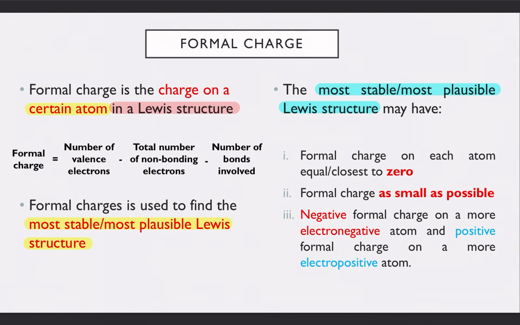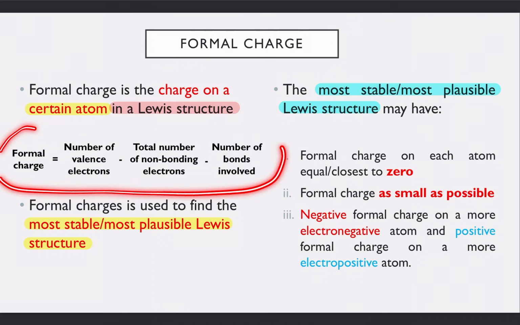Right, now we're going to go into formal charge. The formal charge calculation I showed you just now. This is very important for us to determine the most stable and most plausible Lewis structure. Formal charge is the charge on a certain atom in our Lewis structure. So we have to have the Lewis structure first, and then we can count the formal charge for your atoms. The formula is like this.